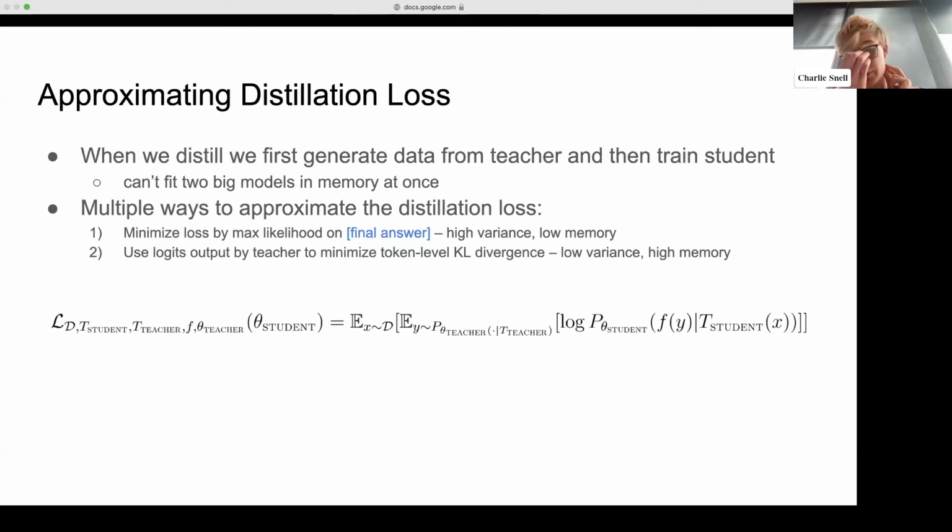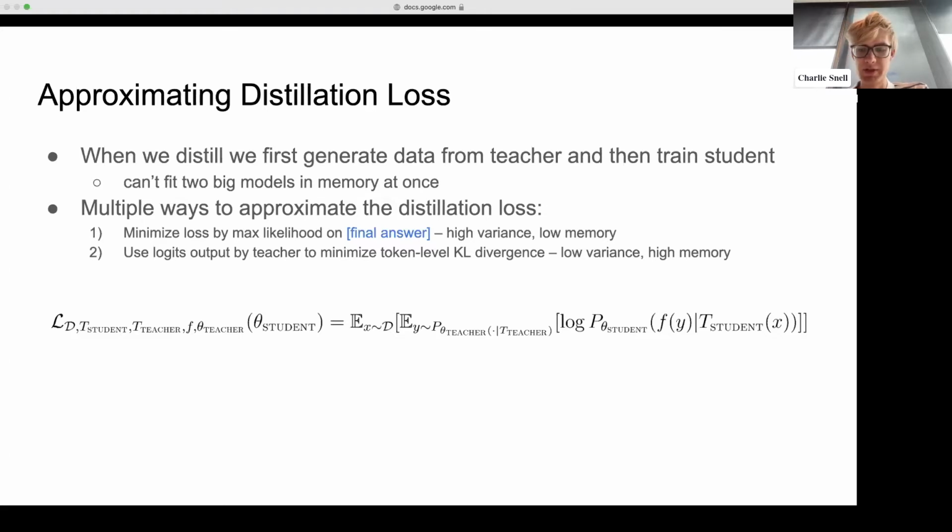Another way, which looks more familiar to traditional model distillation, is to use the full logit information output by the teacher at each token to minimize a token level KL divergence. So, in the final answer for each token, you output all the probabilities from the teacher, and then you train the student to mimic this. This will give you a much lower variance estimator of this loss function, but it will use a lot more memory because we're going to have to store all these logits for training our student, which could actually be kind of impractical.